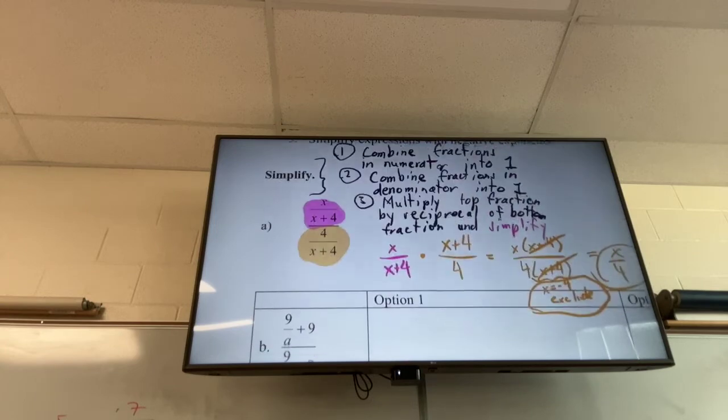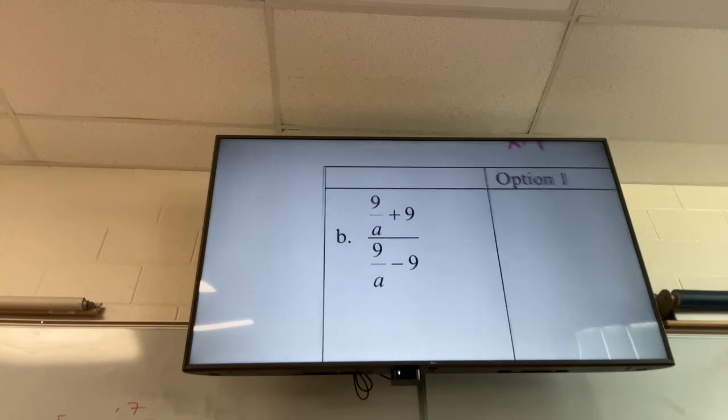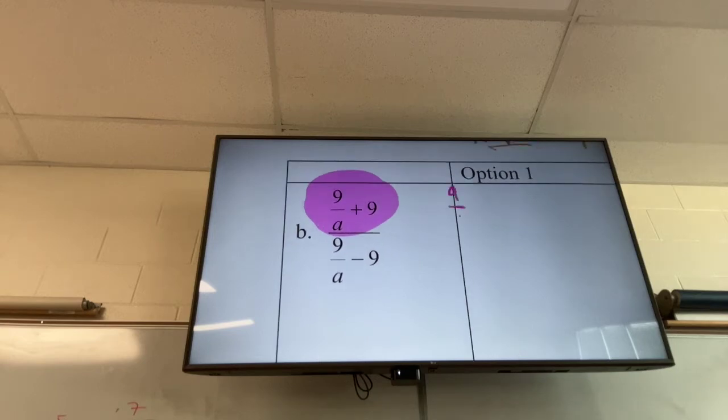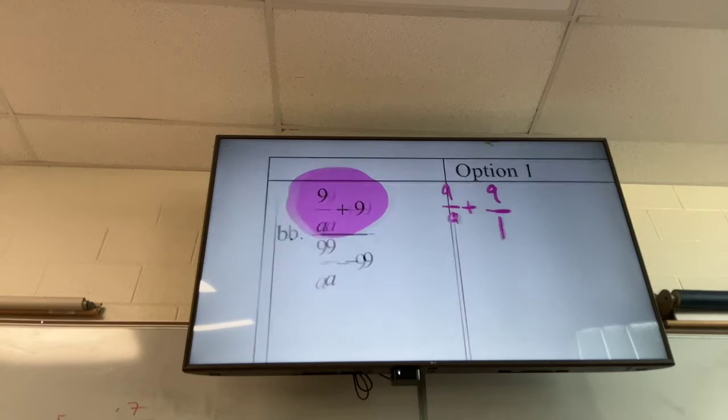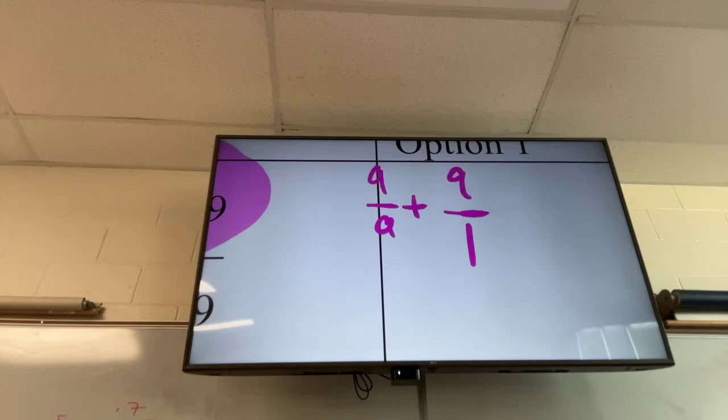Steps. First step, combine the fractions in the numerator into one. So I've got to take these two fractions that I'm going to highlight in pink that are in the numerator, and combine them into one fraction. So I'm going to write this as 9 over 1, instead of writing plus 9. I need to make sure they have the same denominator now, right? So what do I need to do? What's missing from this denominator on the right that we have over here? A.